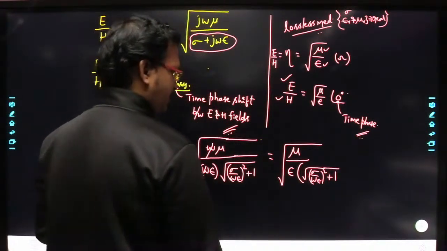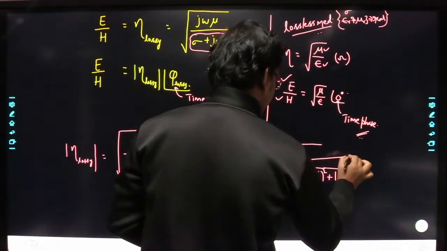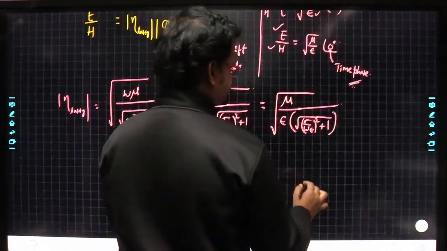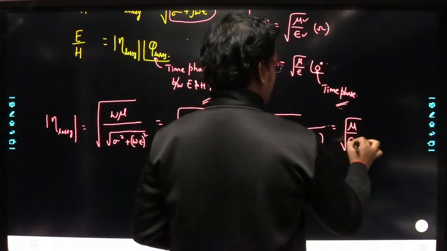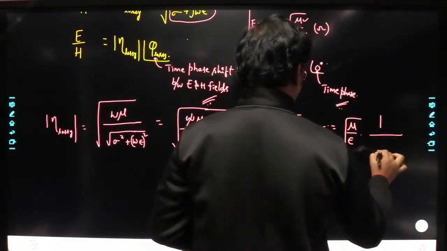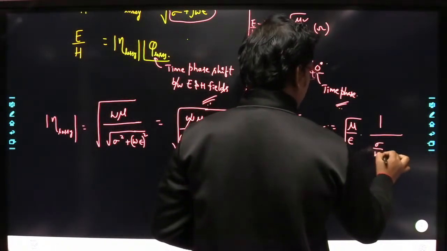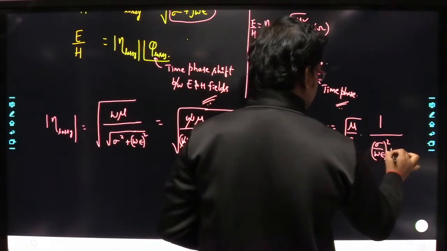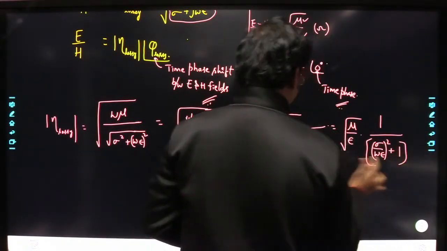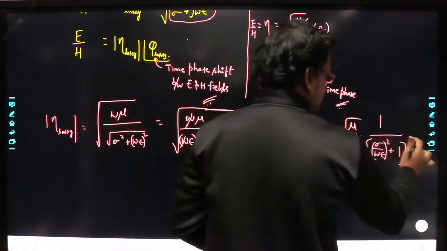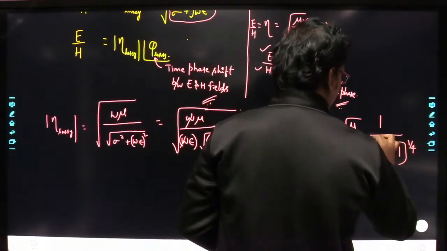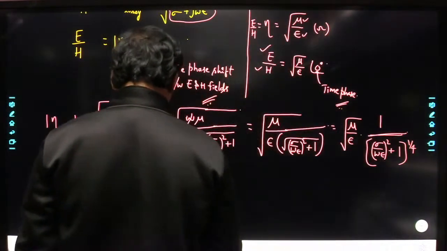Plus 1. Okay. So in this manner I can represent the same thing as square root of mu by epsilon into 1 divided by (sigma by omega epsilon) whole square plus 1, whole to the power of what? Here you are having one root and again here you are having another root, which means whole to the power of 1 by 4.